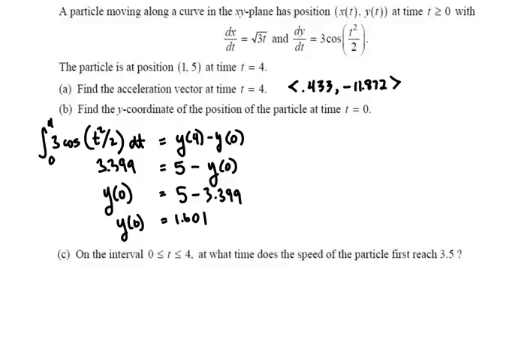In part C, we're dealing with the speed of the particle. You have to recall that when you're working with the speed of a particle in vector-based functions, the speed is given by the function: speed is the square root of (dx/dt) quantity squared plus (dy/dt) quantity squared. So we're going to need to enter that function, and we want to find out on the interval for time t greater than or equal to 0, less than or equal to 4, at what point in that interval the speed first reaches 3.5.